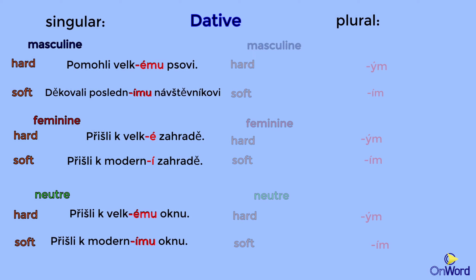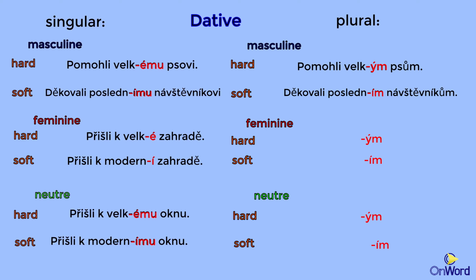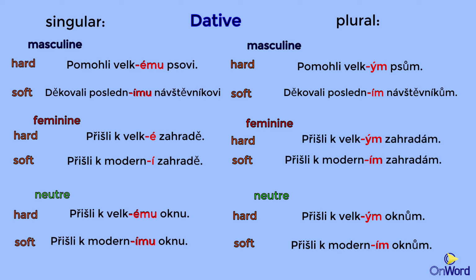Dative forms of adjectives in plural are also the same for all genders, and they take the suffix ým in hard-type adjectives and ím in soft-type adjectives. Pomohli velkým psům. They helped the big dogs. Děkovali posledním návštěvníkům. They thanked the last visitors. Přišli k velkým oknům. They came to the big windows. Přišli k moderním oknům. They came to the modern windows. Přišli k velkým zahradám. They came to the big gardens. Přišli k moderním zahradám. They came to the modern gardens.